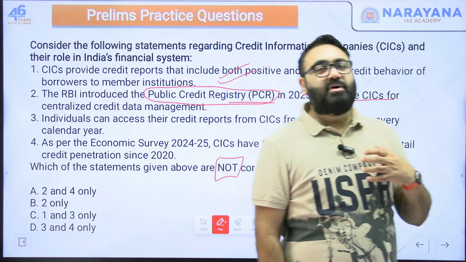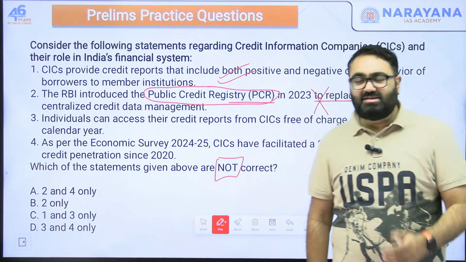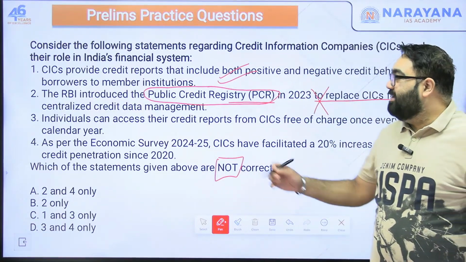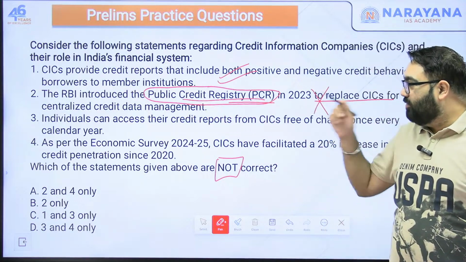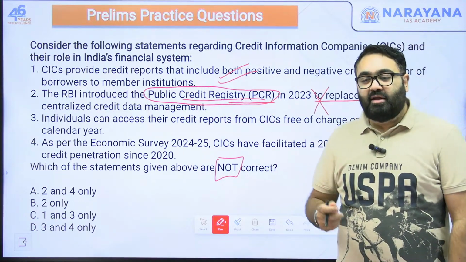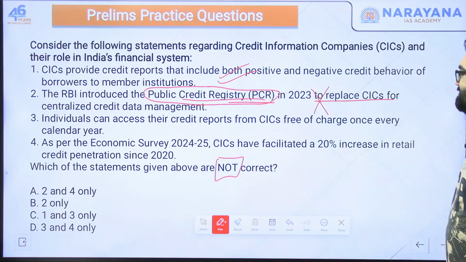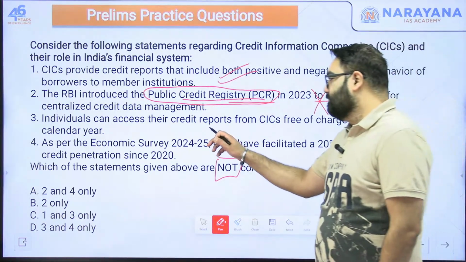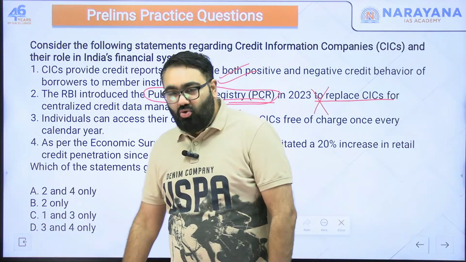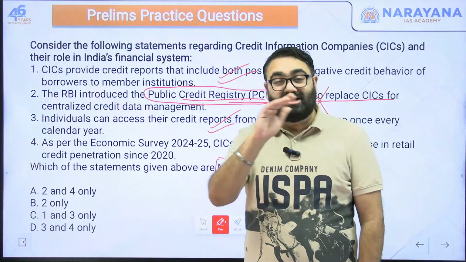You would not personally have to submit a lot of your documents. The credit information will then be available in this public registry rather than a few companies controlling it. Next, individuals can access their credit reports from CICs free of charge once every calendar year. That is true. So once a year, you have the right that you can ask what your score is.